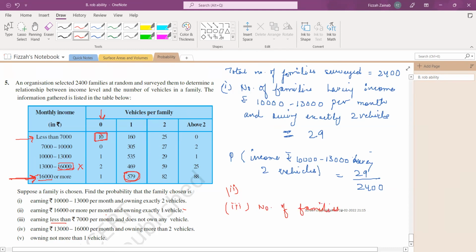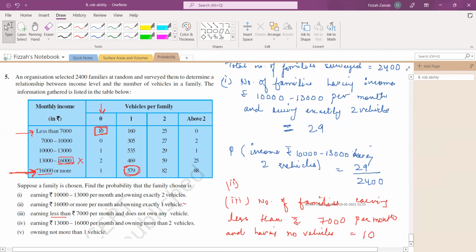Number of families earning less than rupees 7,000 per month and having no vehicle. So this is equal to 10. 10 families are there. So what is the probability?